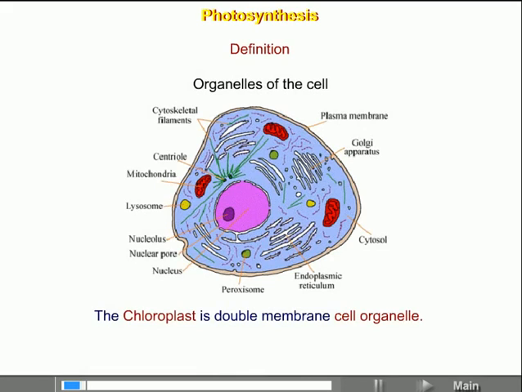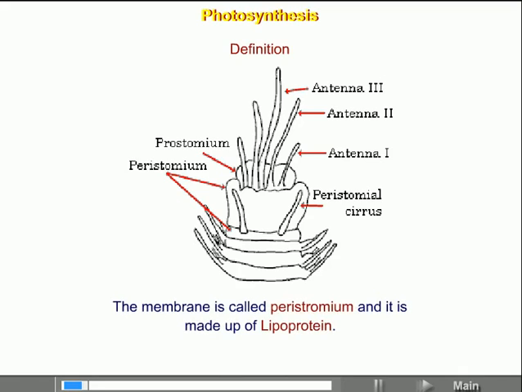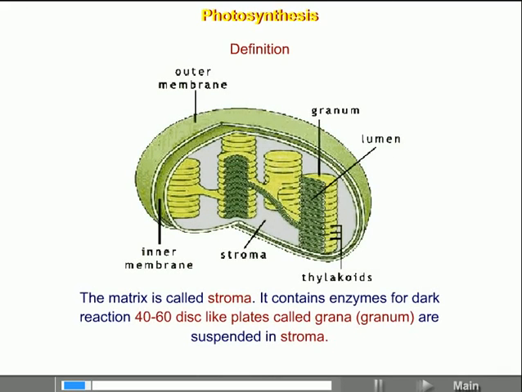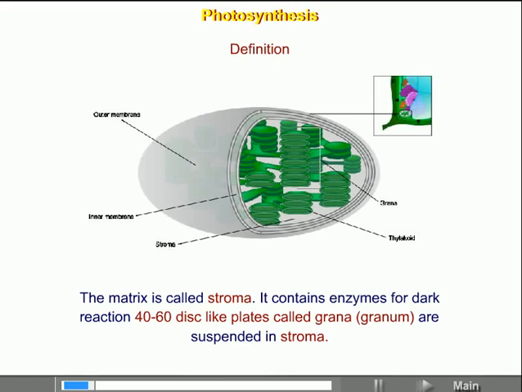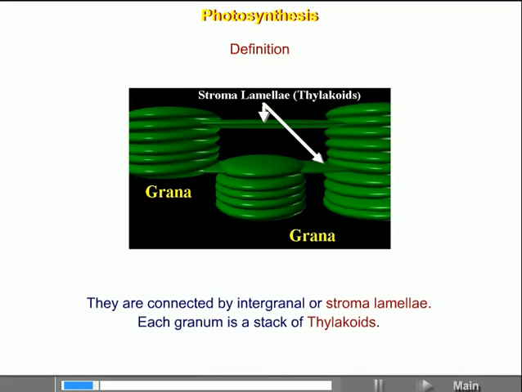The chloroplast is a double membrane cell organelle. The membrane is called peristromium and it is made up of lipoprotein. The matrix is called stroma. It contains enzymes for dark reaction. 40 to 60 disc-like plates called grana or granum are suspended in stroma. They are connected by intergranal or stroma lamellae.